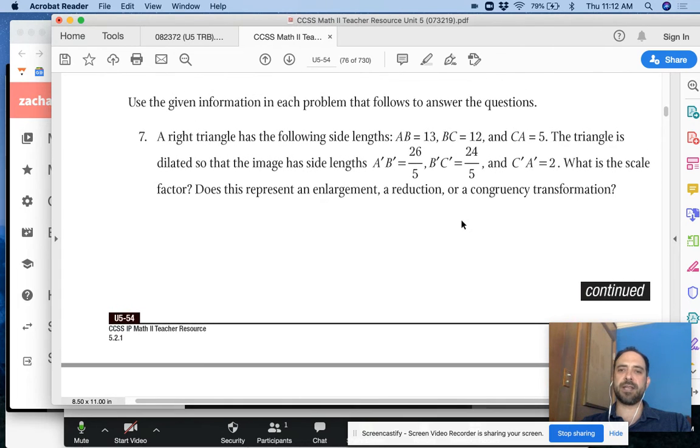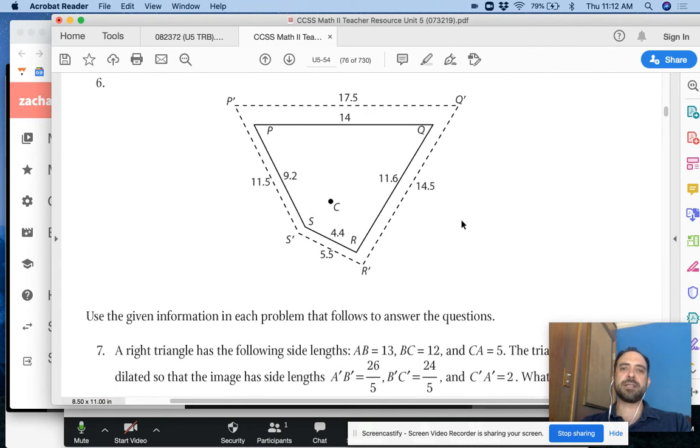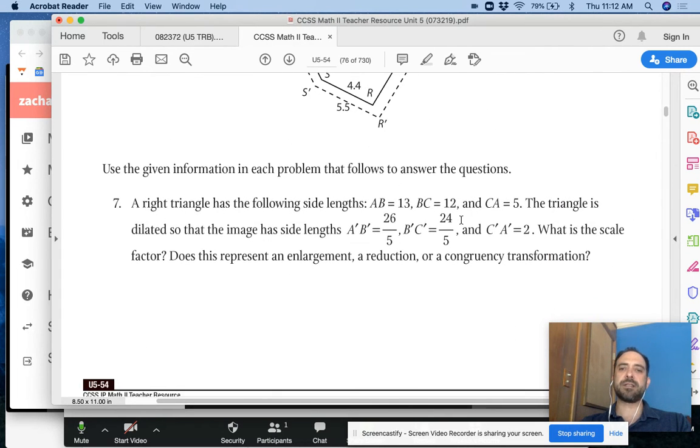Lastly, it's about the same thing here, okay? 7 is exactly like 6. 7 is like 6 because if we draw this out, so first, draw a right triangle, put these lengths here, okay? Dilated, so the image has the side lengths now of AB prime, BC prime, CA prime. So instead of giving the lengths here, that gives you the image lengths here. What is the scale factor? It's going to be the same thing.